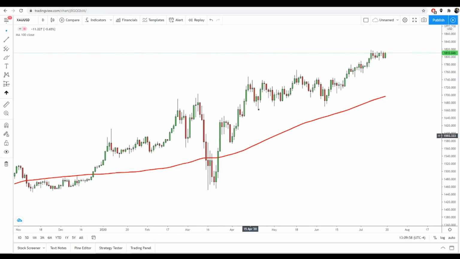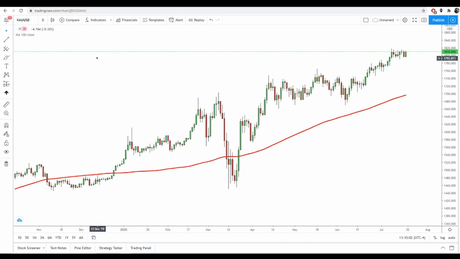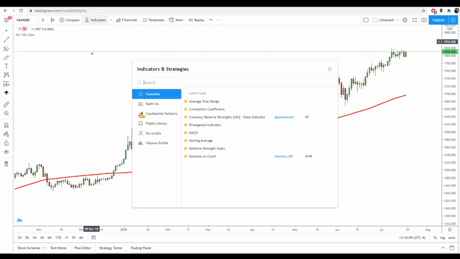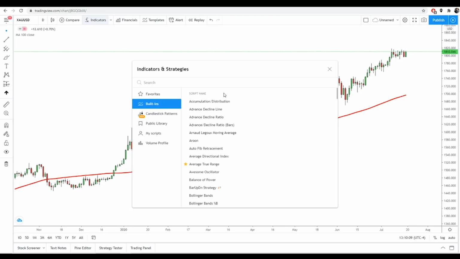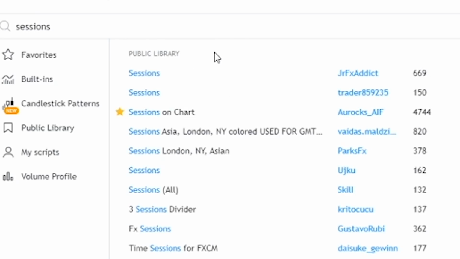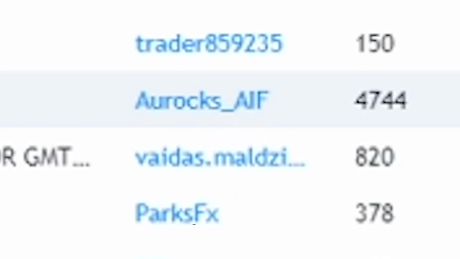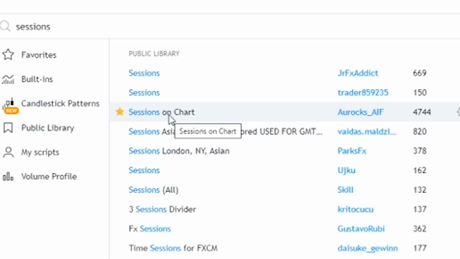So you can see I've got TradingView.com pulled up. This is the chart version. I'm sure many of you are familiar. But let's talk about some of my favorite indicators. And the first one I want to talk about is for those of you guys who are day traders, there's this one called Sessions. It's called Sessions on Chart. It's by AU Rocks AIF. You can see I've got it favorited. I actually love this indicator because if we click here, check this out.